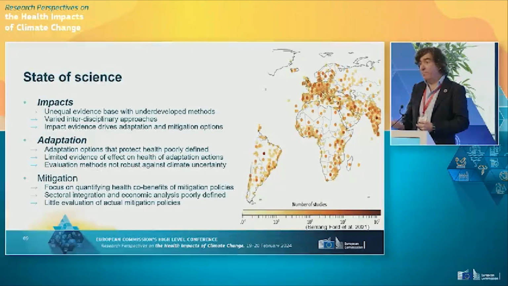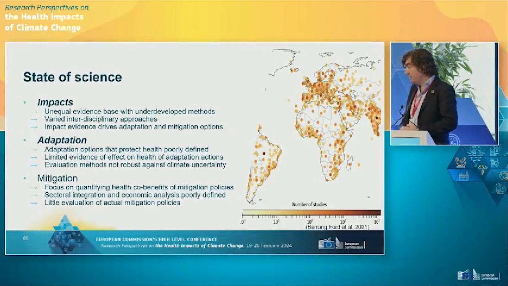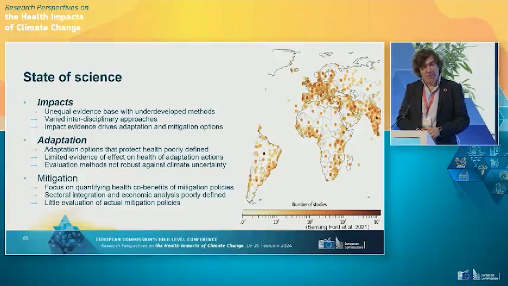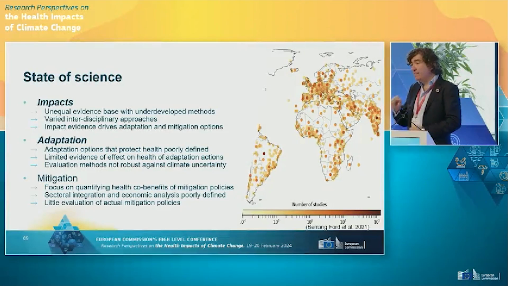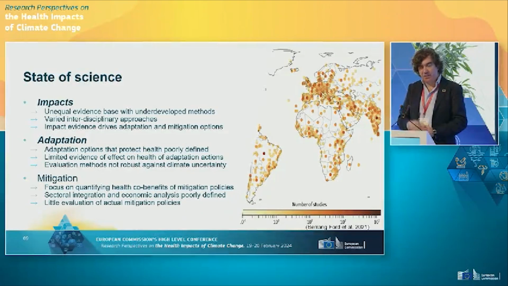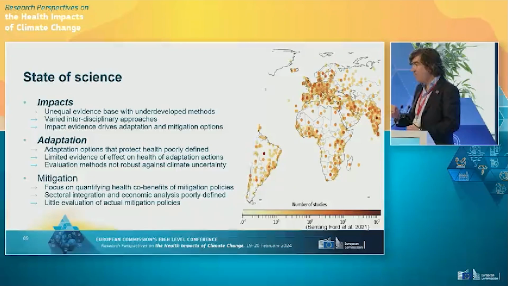Look at the parts of the world that you know are already significantly affected by climate change. We've got Minister Chiponda here from Malawi. There's not enough evidence in the parts of the world that are already significantly struggling with the impacts of climate change. So there's an unequal evidence base, and there are some underdeveloped methods in this area. There's also interdisciplinary science going on, which is very mixed in the way it works, and I'll come back to that. But this evidence on impact is what drives action. Once you know the impact, you drive the action, and that leads to the adaptation and mitigation options that have developed. So that makes impact so important.